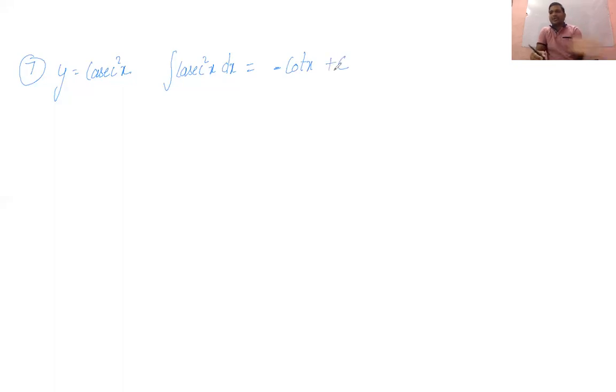So in this way you can learn the formulas of integration of trigonometric functions. Okay, in this way you can learn. Is it clear?